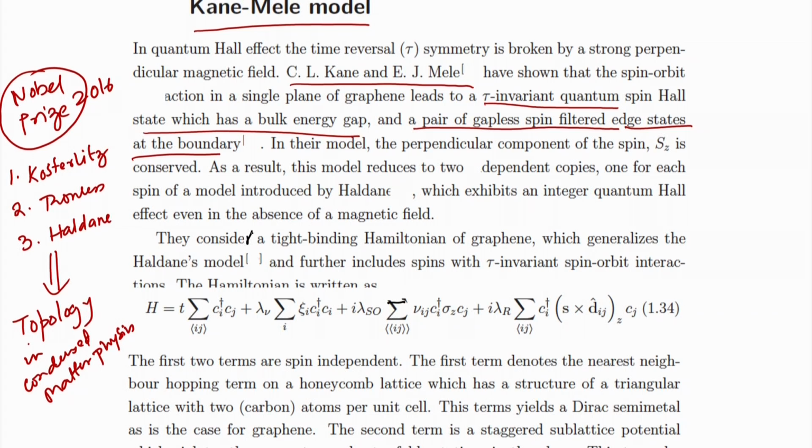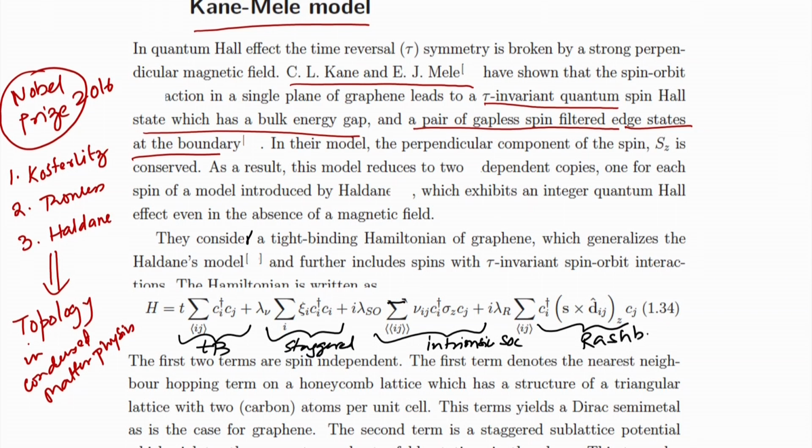So, they consider a tight binding model of graphene, which generalizes Haldane's model and further includes spins with a time reversal invariant spin orbit perturbation. The Hamiltonian is written as follows: there is a tight binding term, a staggered on-site term, an intrinsic spin orbit term, and a Rashba term. They wrote down this Hamiltonian, and it can be shown rigorously that this Hamiltonian does not break time reversal invariance.